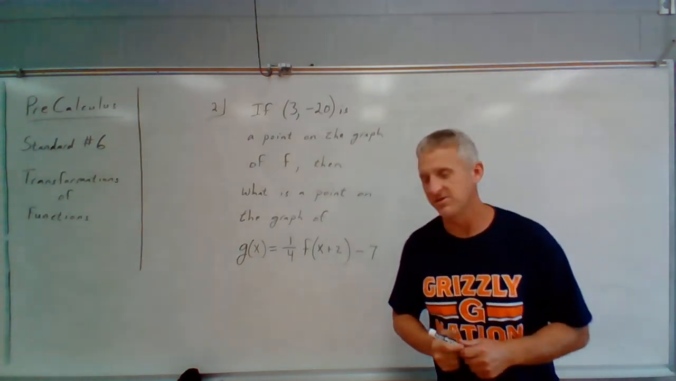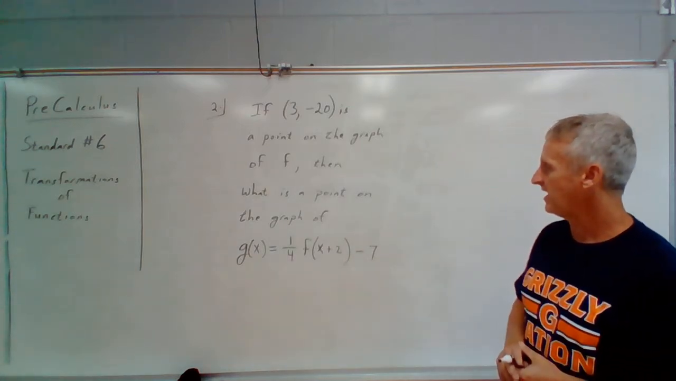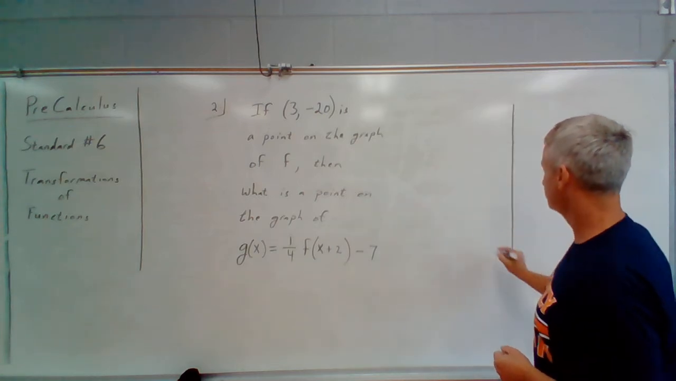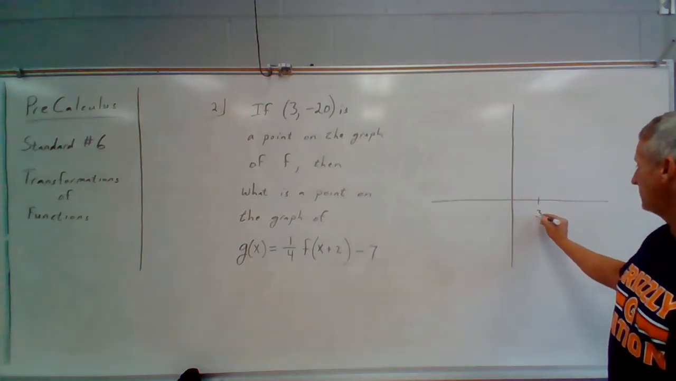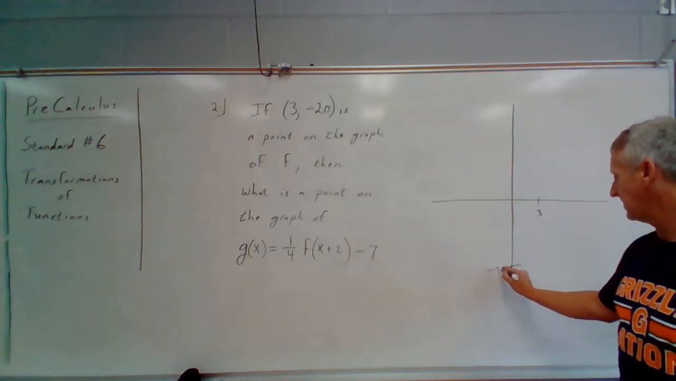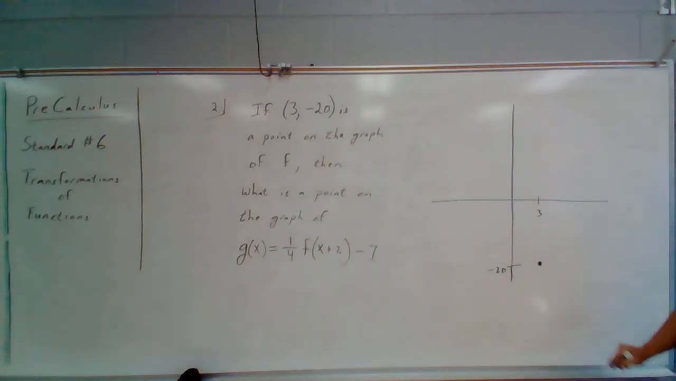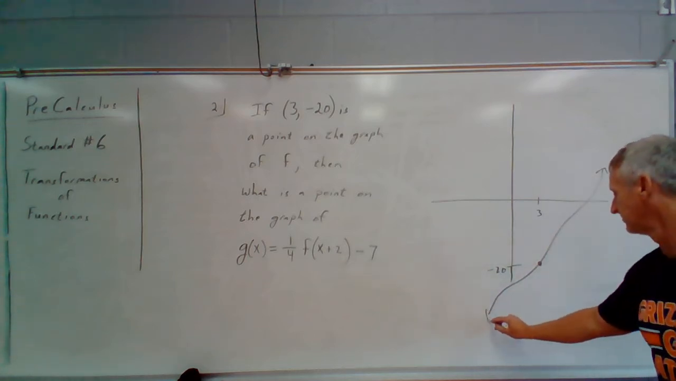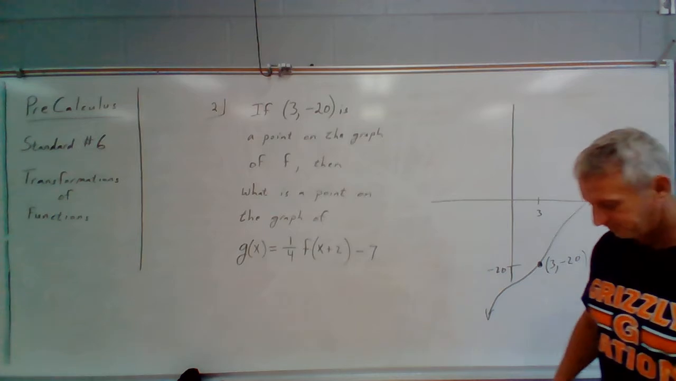All right, so maybe you racked your brain for a while on that and maybe you couldn't come up with an answer. I'm going to give you a hint this time. So let's put this on a graph. Okay, so I know that the point 3, -20 is on the graph of f, but that's all I know about f. It could look like anything, maybe like that. Who knows what it looks like. All I know is that this point 3, -20 is on the graph of f.